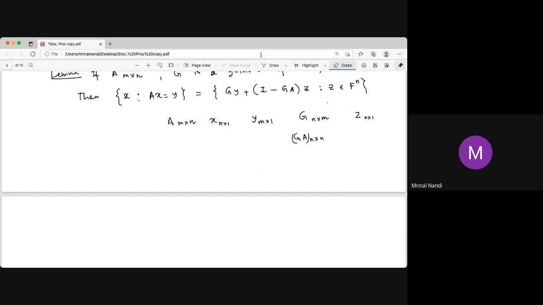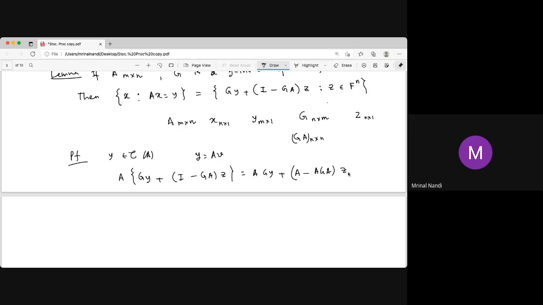We have to prove this is a solution, then we have to prove any solution can be written in this form. So why is this a solution? Y belongs to the column space of A, that means y equals Av for some v. Now for any z, we check whether Gy plus (I minus GA)z is a solution. This is AGy plus (A minus AGA)z. Now A minus AGA is 0, so it is AGy, and AGy is AGAv, and AGA equal to A, so it is Av equal to y. So it's done. This satisfies Ax equal to y.